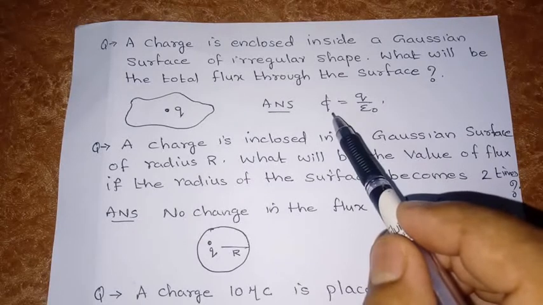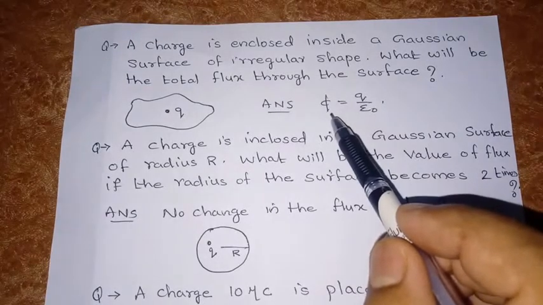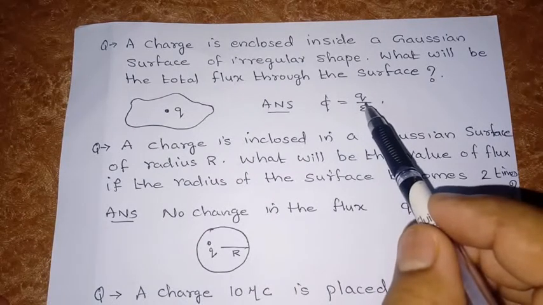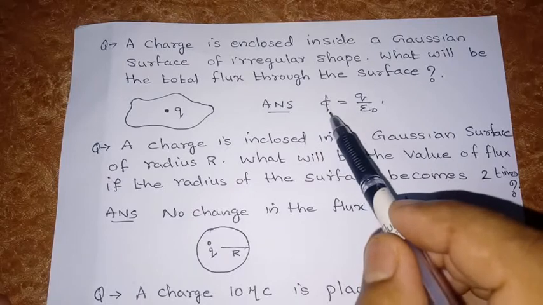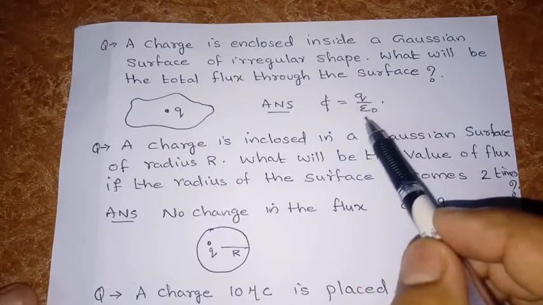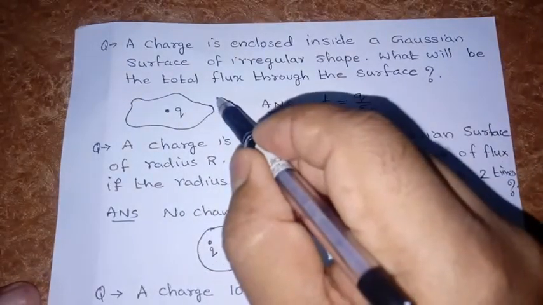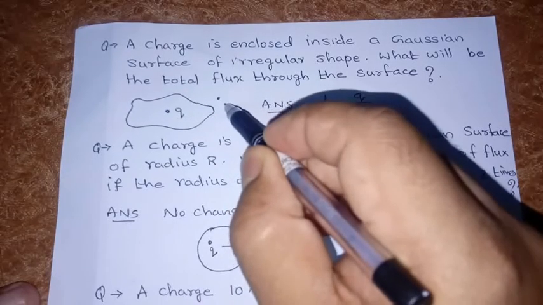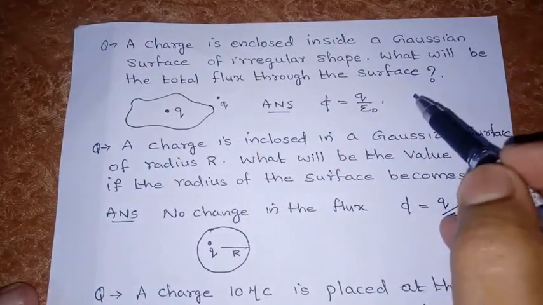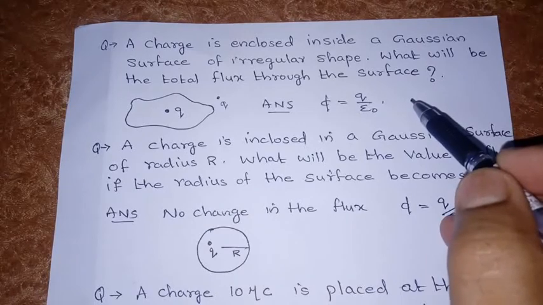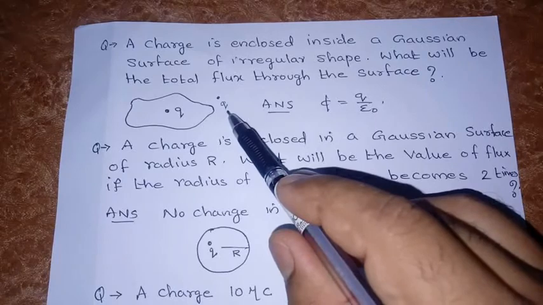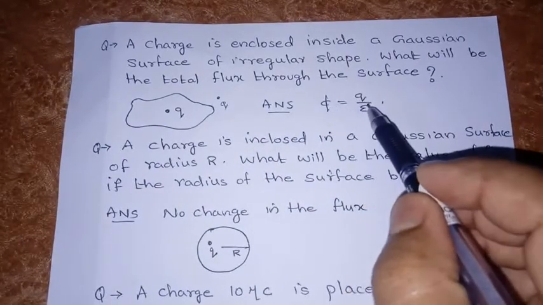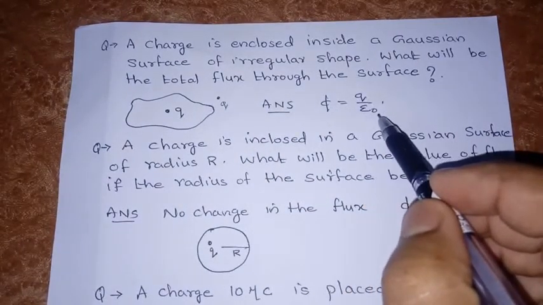Gauss's theorem says that the flux passes through any Gaussian surface is equal to 1 by epsilon 0 times the charge enclosed. Therefore, flux passes through the surface phi will be Q by epsilon 0. Now imagine another charge Q is kept outside the Gaussian surface. What will be the flux? Outer charges will never contribute to the flux. Therefore, the flux remains same. That will be Q by epsilon 0 itself.